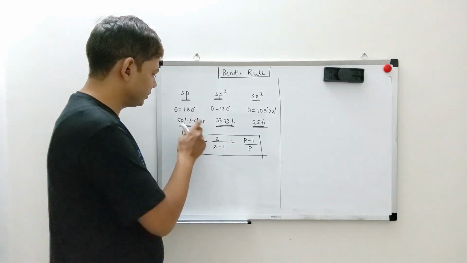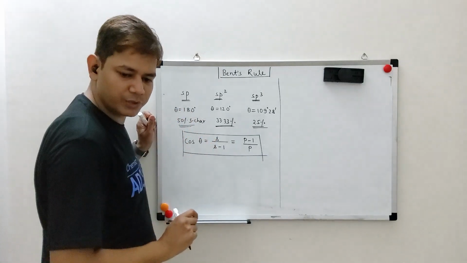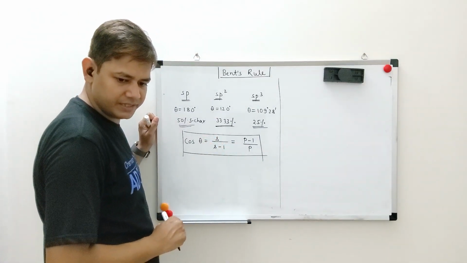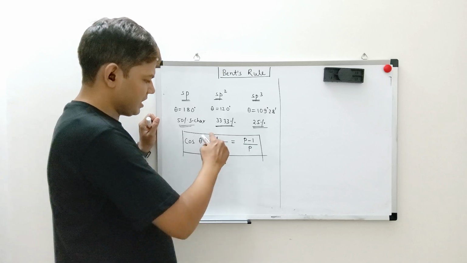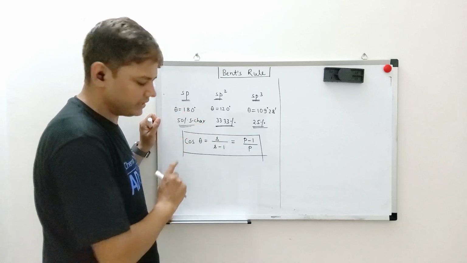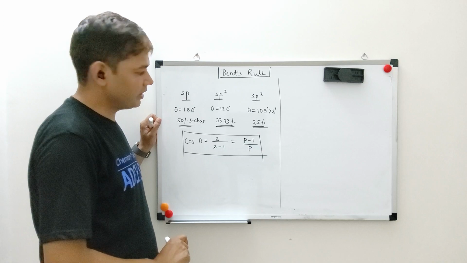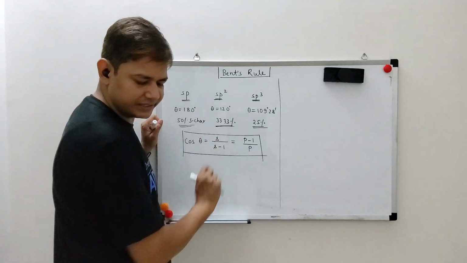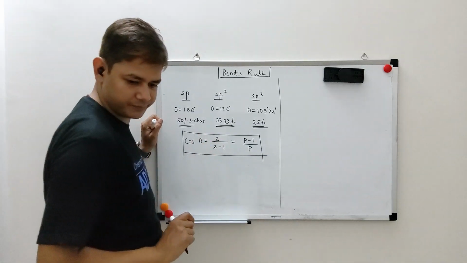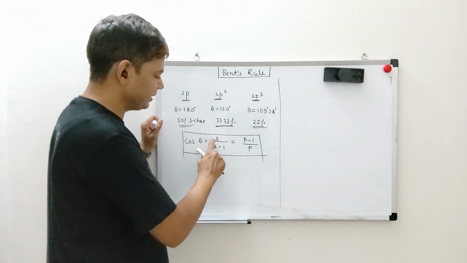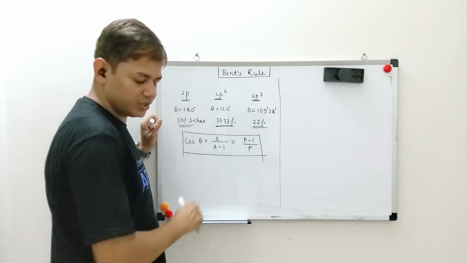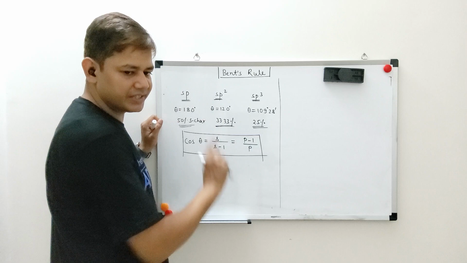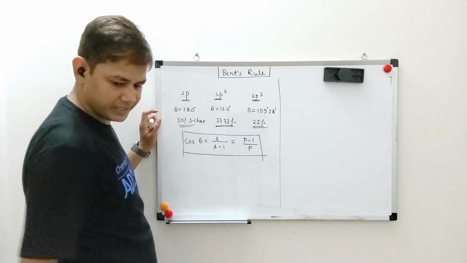Suppose we put s equal to 0.5, 50% s character: 0.5 upon 0.5 minus 1. The value will be minus 1, and cos theta is equal to minus 1, so theta comes out to be 180 degrees. If s is 33%, that is 1/3, it will become 1/3 upon 1/3 minus 1, that is 1/3 upon minus 2/3. We'll get cos theta equal to minus half, theta equal to 120 degrees. We can verify this result. It's an important result.